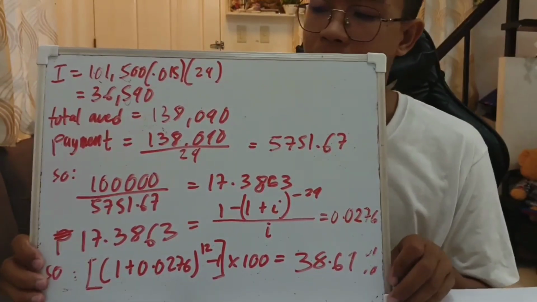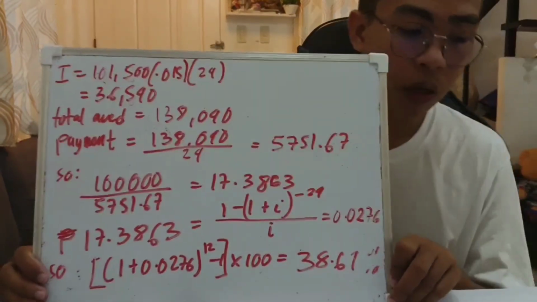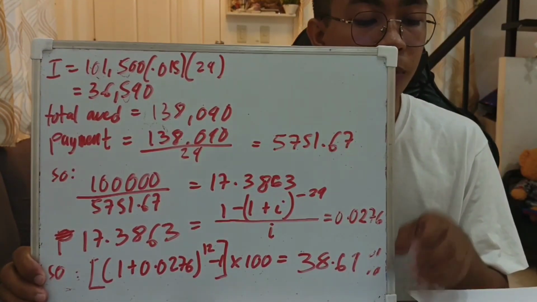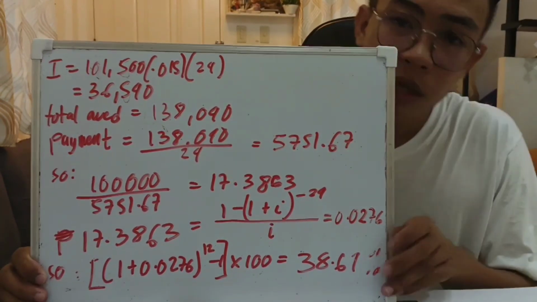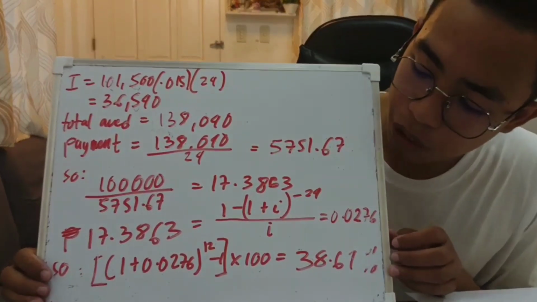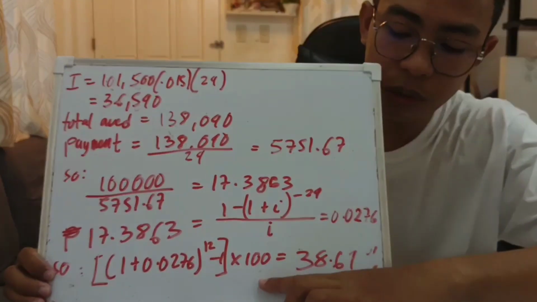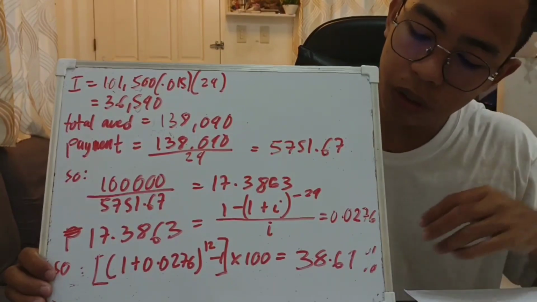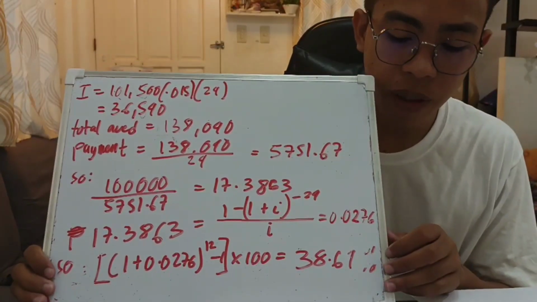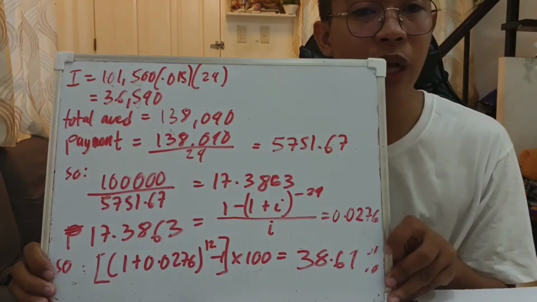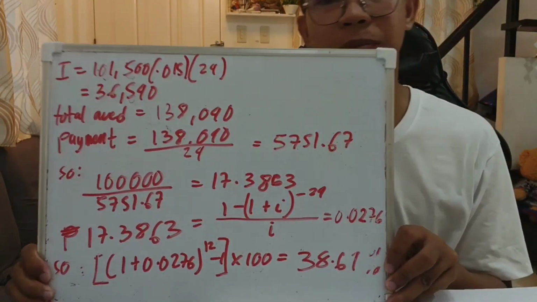0.0276. So our effective rate would be the quantity of 1 plus 0.0276 to the power of 12 minus 1 times 100, since it would be in a percentage, so you should multiply it by 100. So the effective rate, which is in percentage, would be 38.64%.